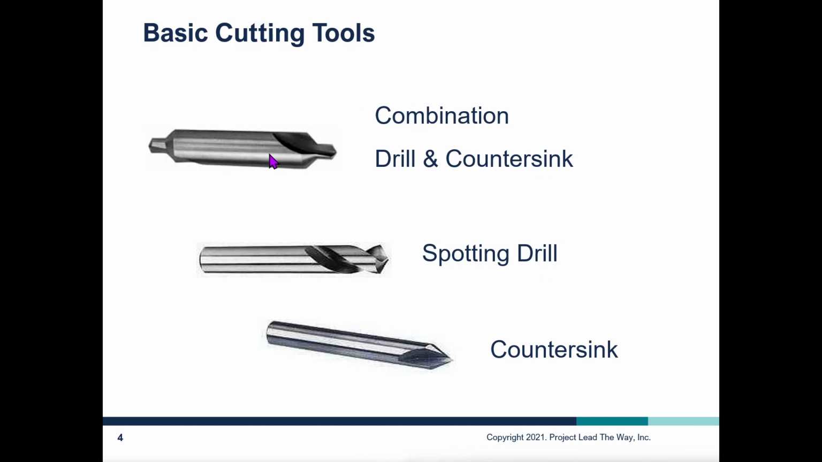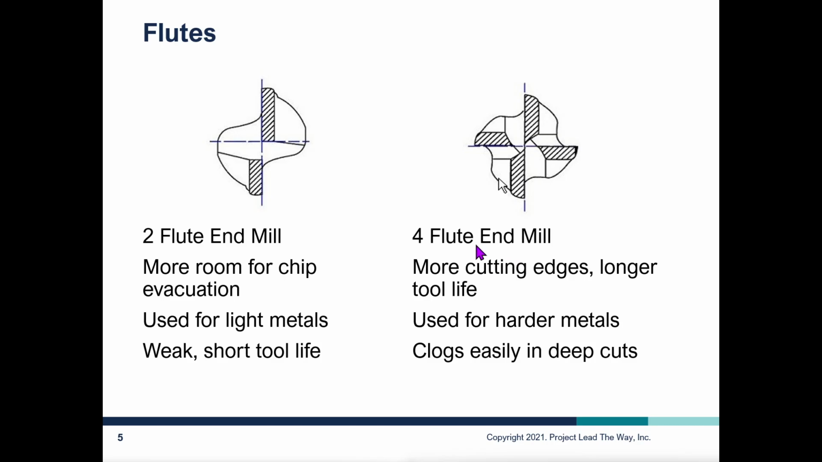This is a combination drill and countersink, and this is a spotting drill, and this is a countersink. So this is a two-flute mill. The fewer the number of flutes, the more room there is for chip evacuation. Also, it's generally used for lighter materials, and it generally has a shorter cutting life because each cutting surface has to cut more times to cut the same amount of material.